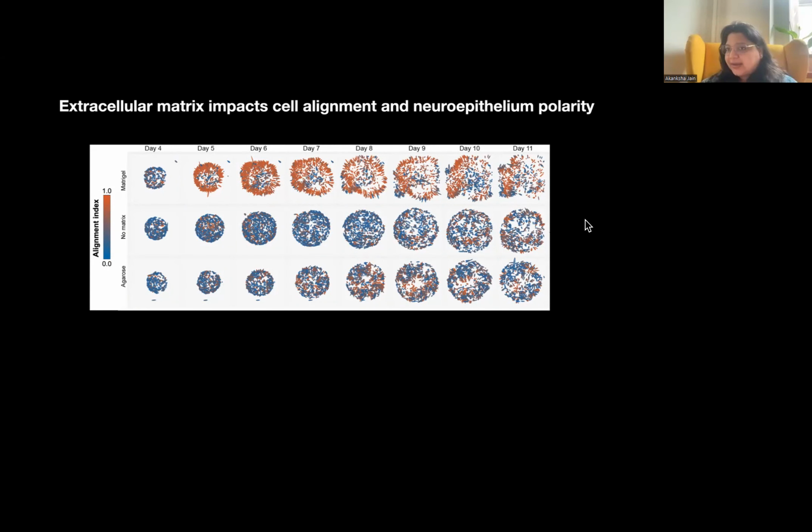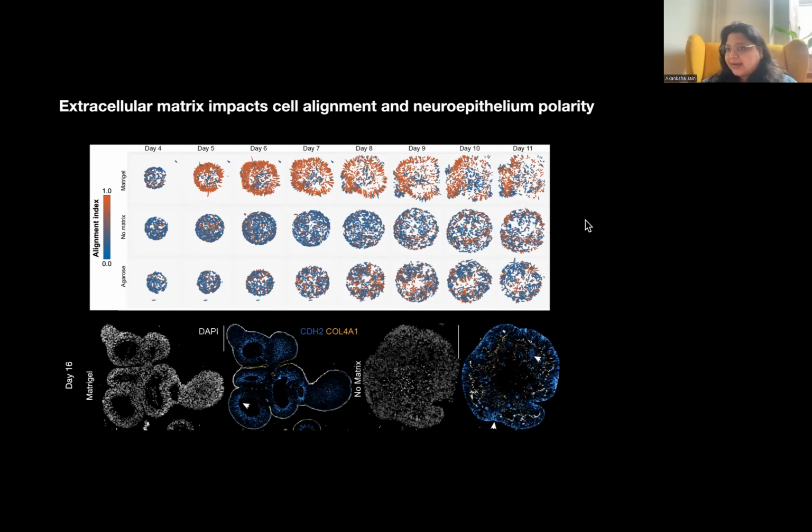Polarity, we stain for polarity markers like collagens and apical polarity like Cadherin2. And you can see that in presence of Matrigel, there is a really nice basement membrane that is organized.